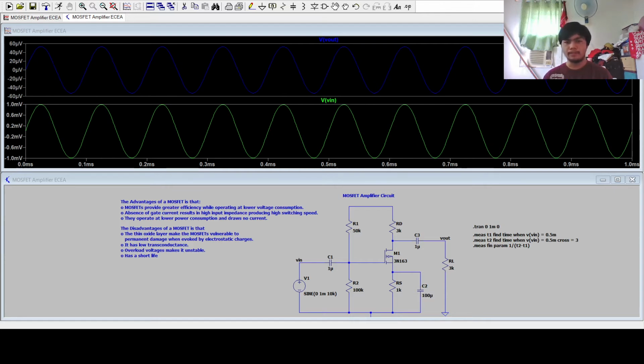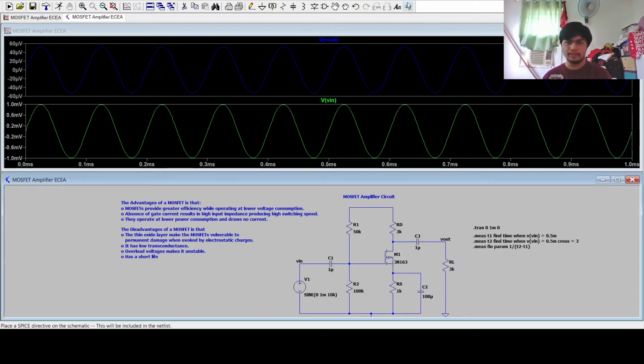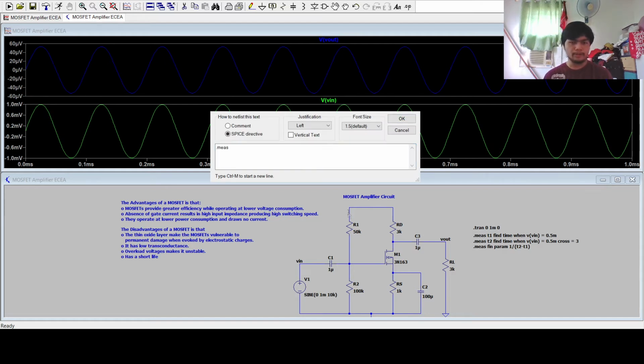Now to measure the peak-to-peak values of voltage and current, we'll use the commands for the peak-to-peak voltage, which is .meas tran voltage output peak-to-peak pp of voltage output, and another one for the voltage input. Tran voltage input peak-to-peak pp V voltage input.